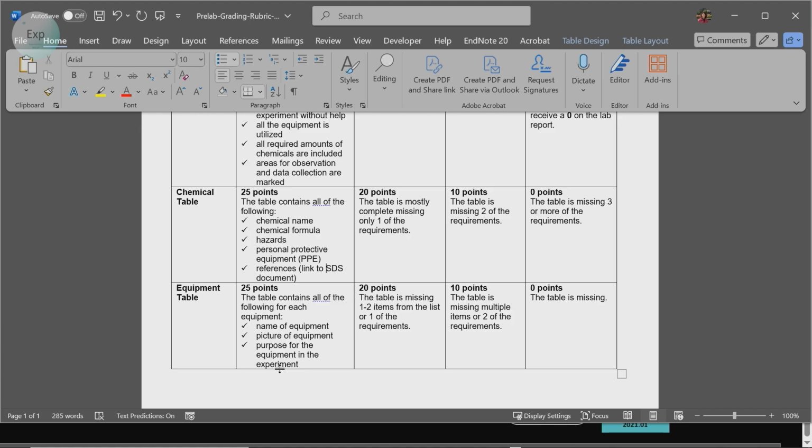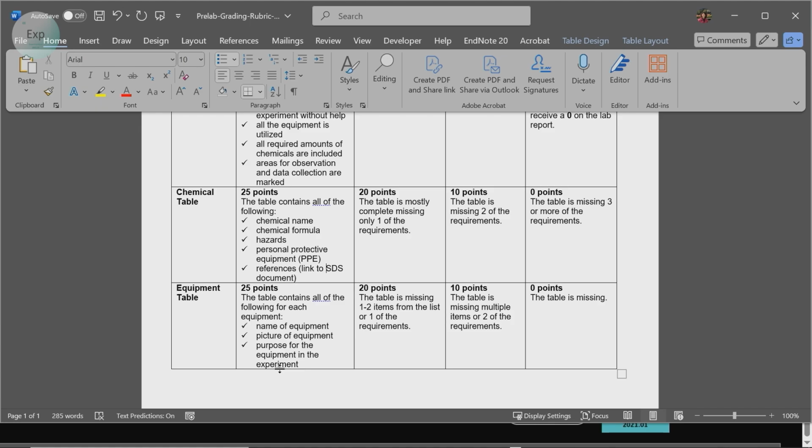If one of these categories is not met, some points are deducted, and if multiple categories are missing or incorrectly completed, I usually subtract a lot of points to discourage students from adopting lax attitudes. If the sections are missing, a 0 is assigned for the category.